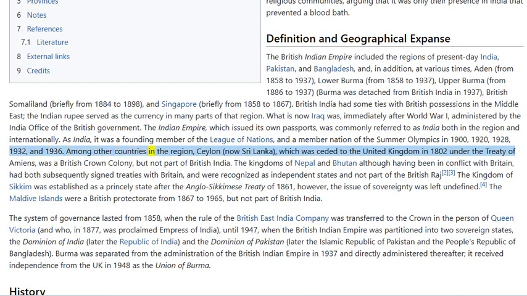Among other countries in the region, Ceylon, now Sri Lanka, which was ceded to the United Kingdom in 1802 under the Treaty of Amiens, was a British Crown colony, but not part of British India. The kingdoms of Nepal and Bhutan, although having been in conflict with Britain, had both subsequently signed treaties with Britain and were recognized as independent states and not part of the British Raj.